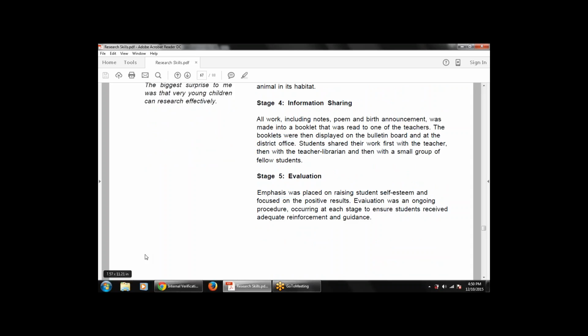Evaluation was an ongoing procedure occurring at each stage to ensure the students received adequate information, reinforcement and guidance. So that is a very important point. The last stage, stage number 5, is the evaluation, with more emphasis on raising the students' self-esteem and focusing on the positive results. Whatever guidance and reinforcement is given is used to ensure the students receive adequate support.